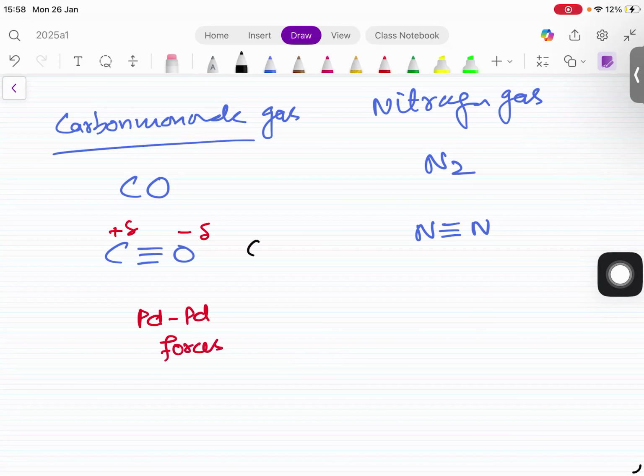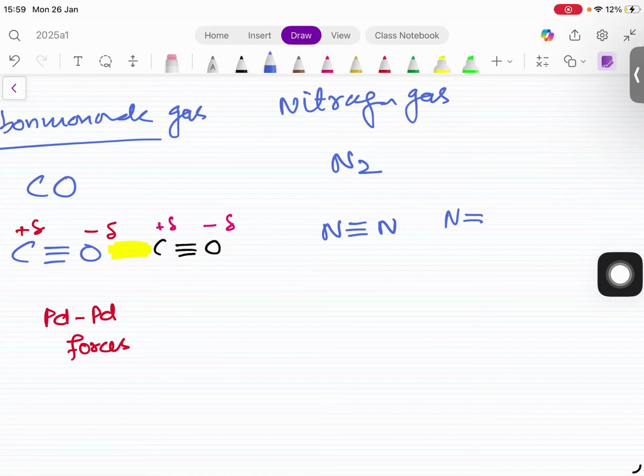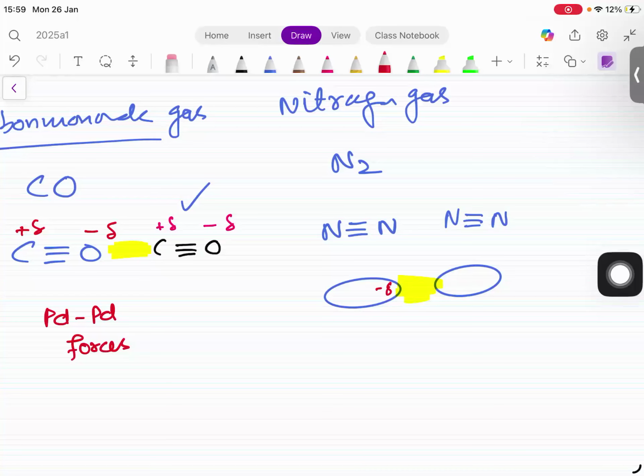In carbon monoxide, there is one molecule of carbon monoxide and another molecule of carbon monoxide. Here is the force of attraction, when the positive end of one molecule attracts the negative end of the other molecule, and the force is known as PD, permanent dipole, because they are already there. But in nitrogen gas, there are no permanent dipoles. So in this case, they have to generate the dipoles just like this, right? And the force of attraction that is developed is the same force, but this is known as ID.